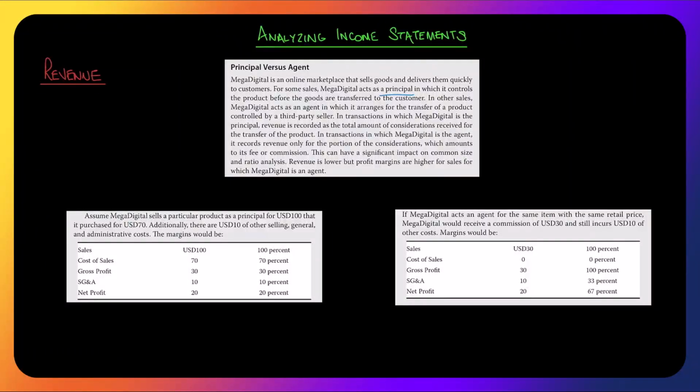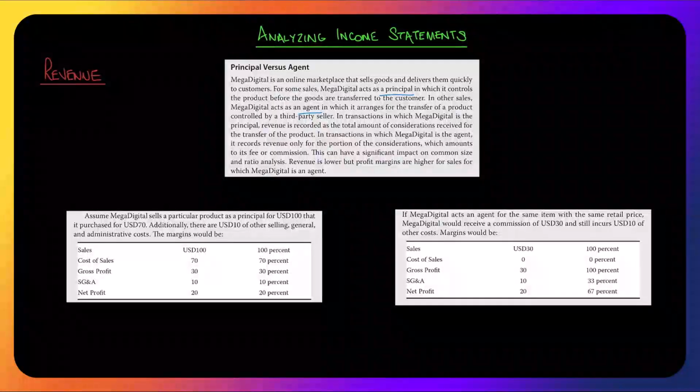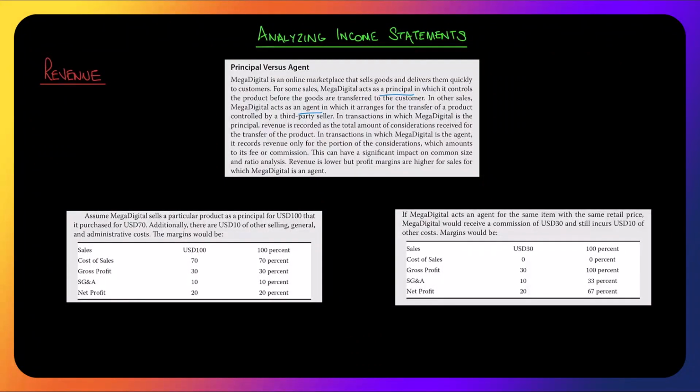In other sales, Mega Digital acts as an agent, in which it transfers, or arranges rather, for the transfer of a product controlled by a third party. So they're sitting back and saying, look, there's a seller over there. You want to buy it? I'll just let the seller know you want to buy it. Off you go.